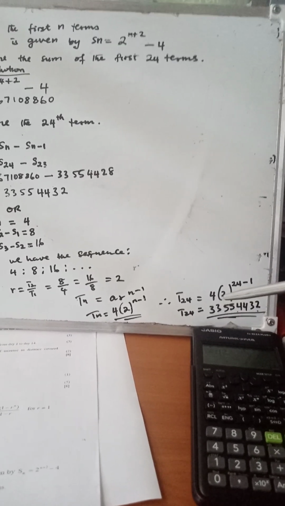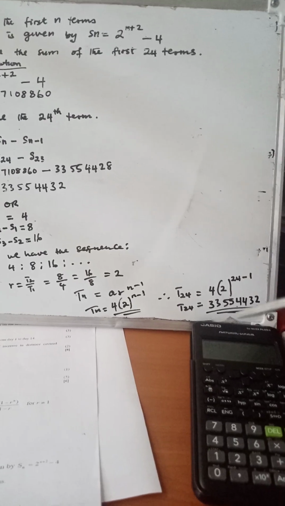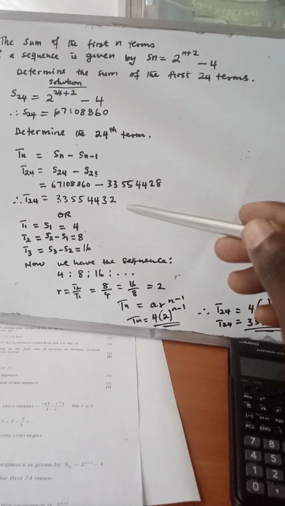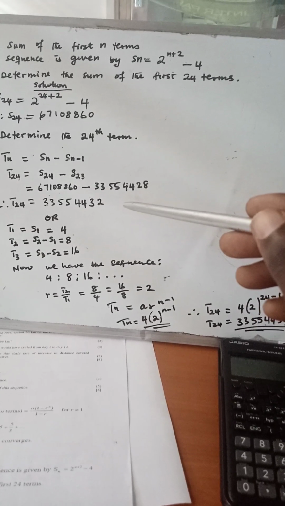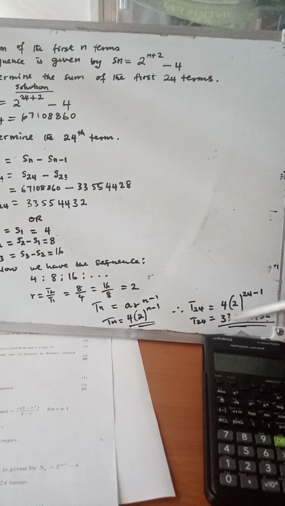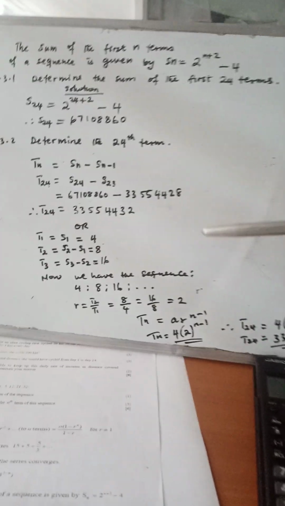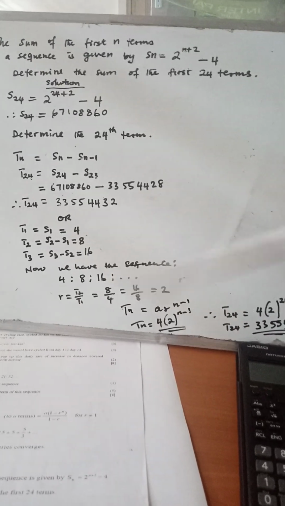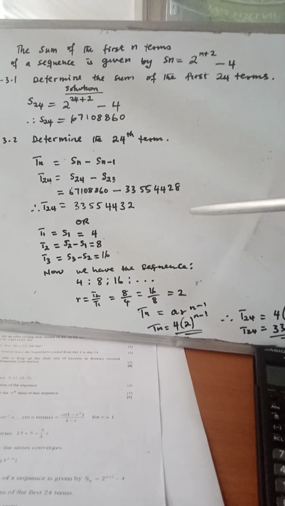And then when you say 4 into bracket 2 to the power 23, it still gives you the same answer as the shortest approach, which is 33,554,432. So it's up to you to use the shortest approach or the longest approach. It gives you the same answer.